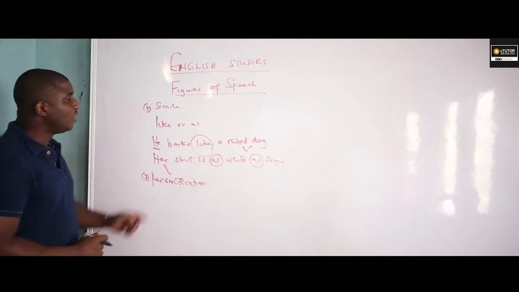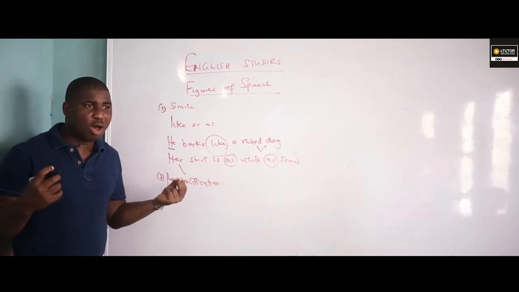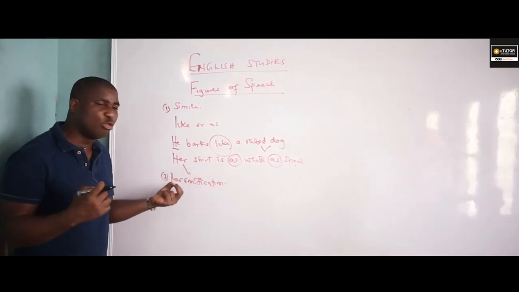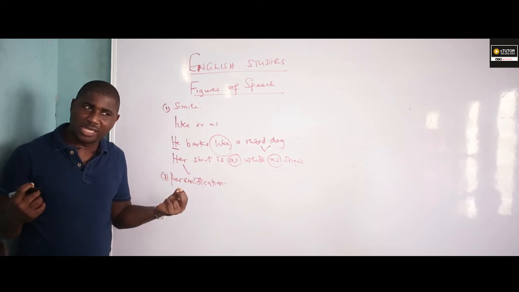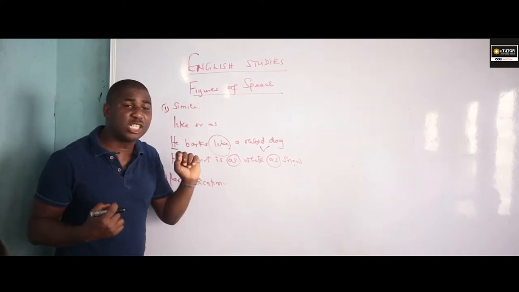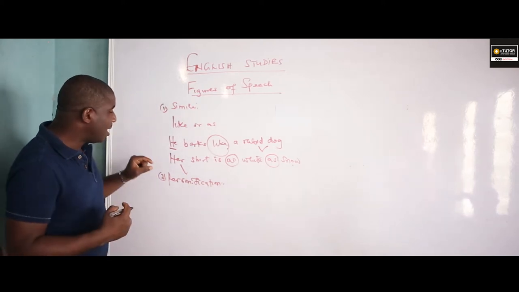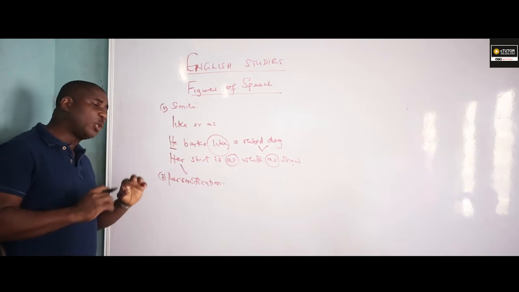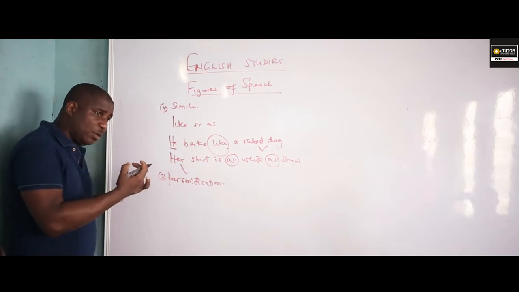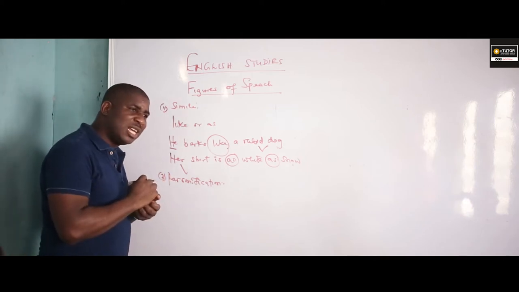Personification. This is a figure of speech in which the attributes of a living thing are given to an inanimate object. What do I mean by inanimate object? Something that does not possess life. Yes. So personification is a figure of speech whereby the quality, the attributes of a living thing, are given to inanimate objects.